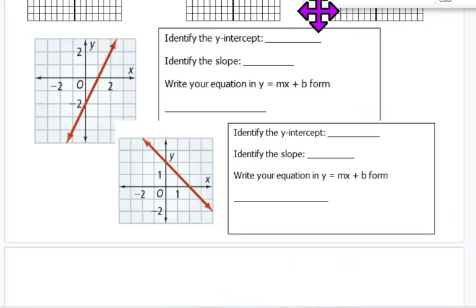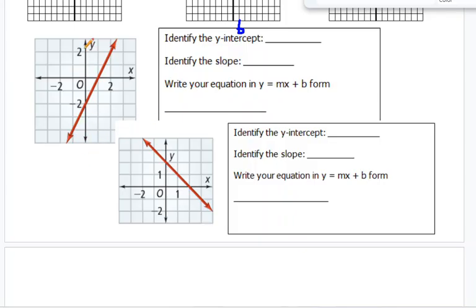All right, what if the graph is already given to you and they want you to write an equation? They say, what's the equation of this line? Well, we can do that now because we know slope-intercept form is y equals mx plus b. So remember, we want to find the y-intercept first. That's where we begin. That's our b, right? It's also the easier one to find.